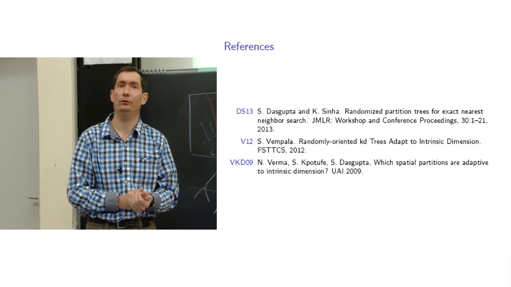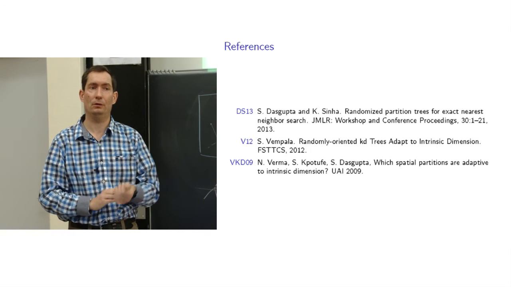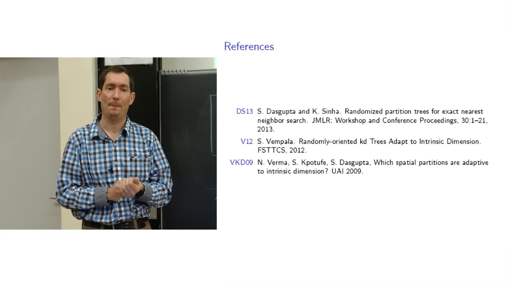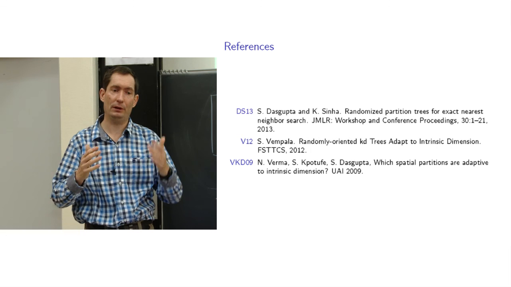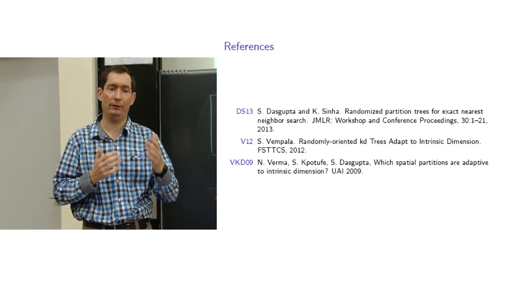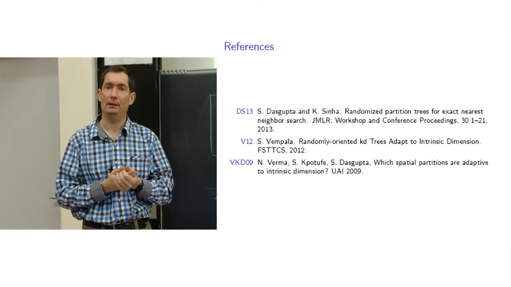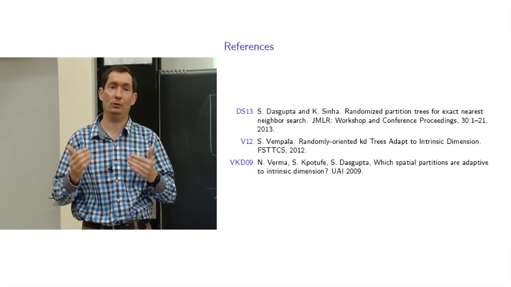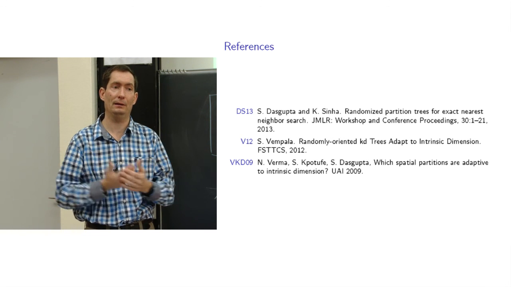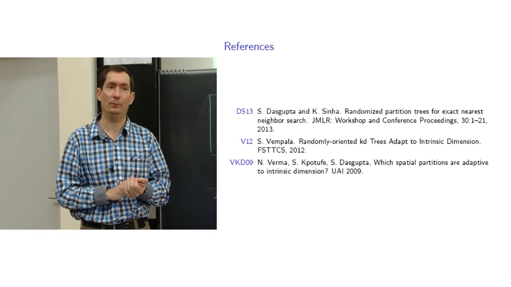And so this will close this section on refinements of Kd-trees, which again are simple, Kd-trees and random projection trees, which are simple, provably correct as a function of the intrinsic difficulty of the nearest neighbor search problem.